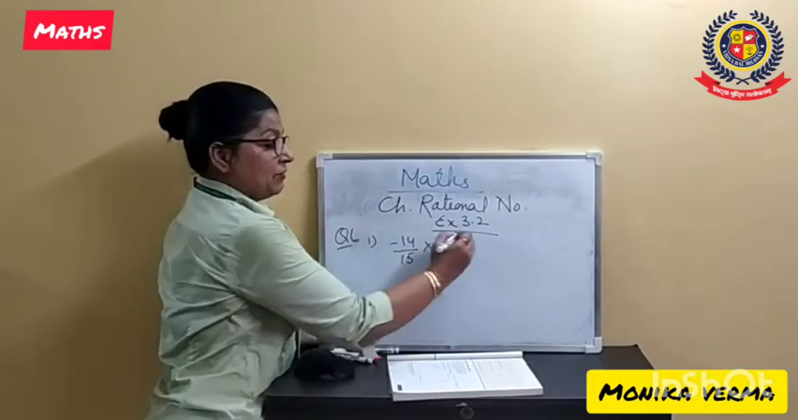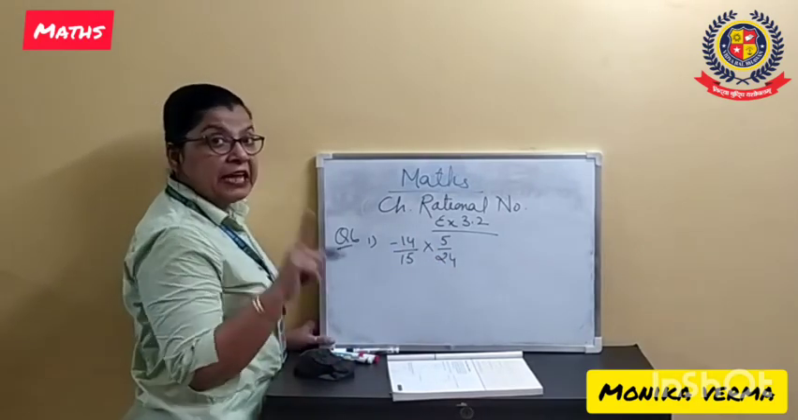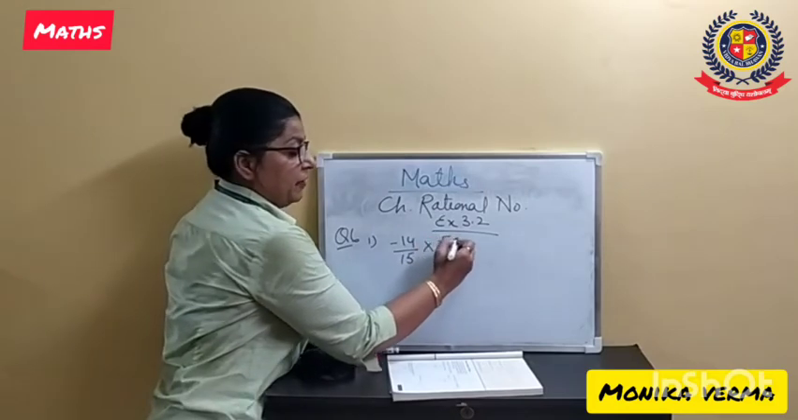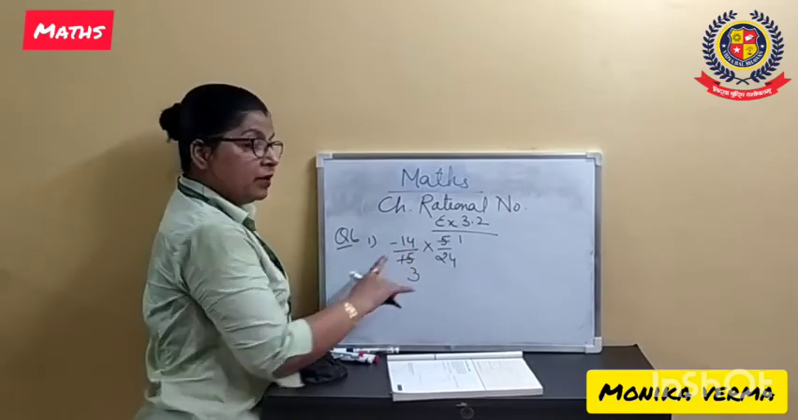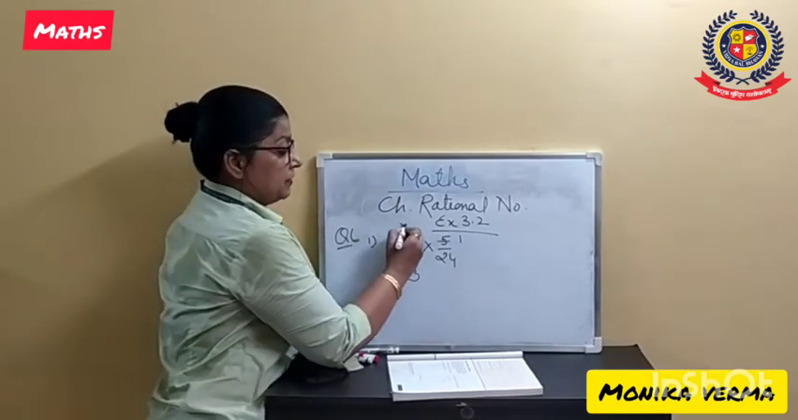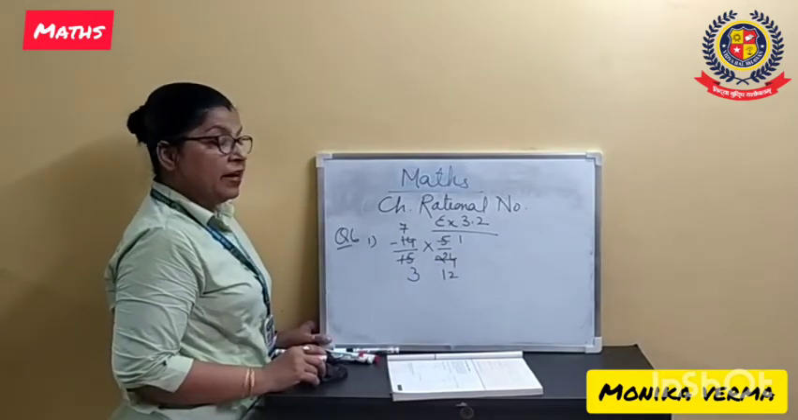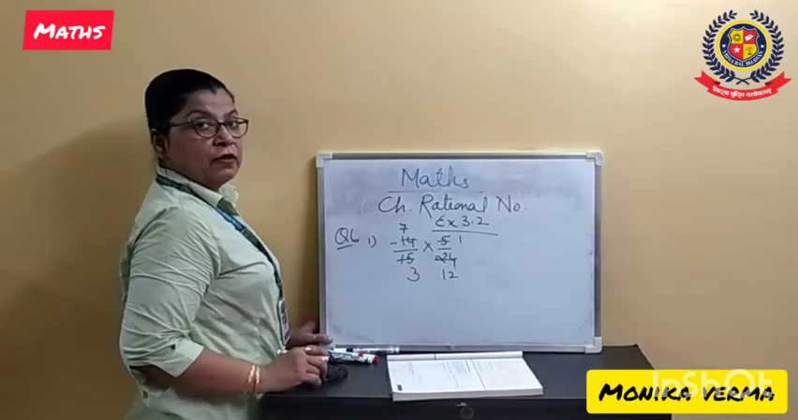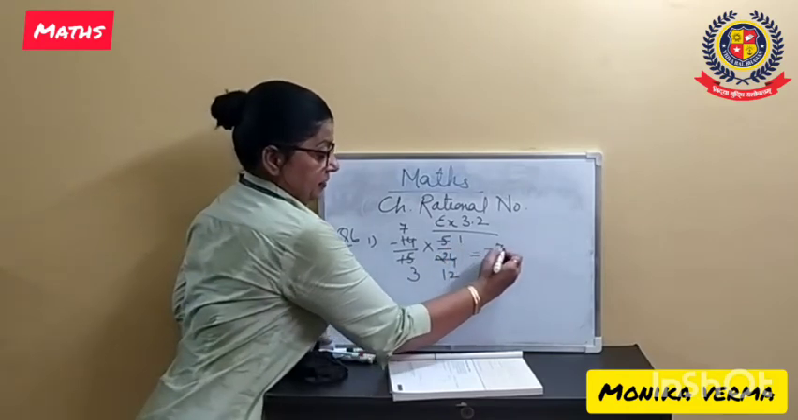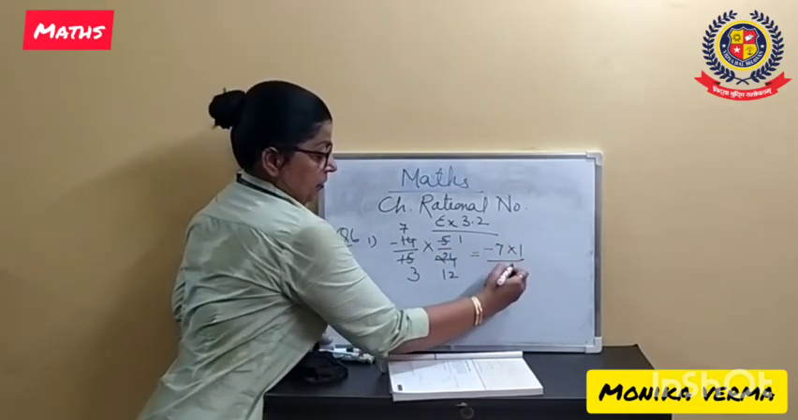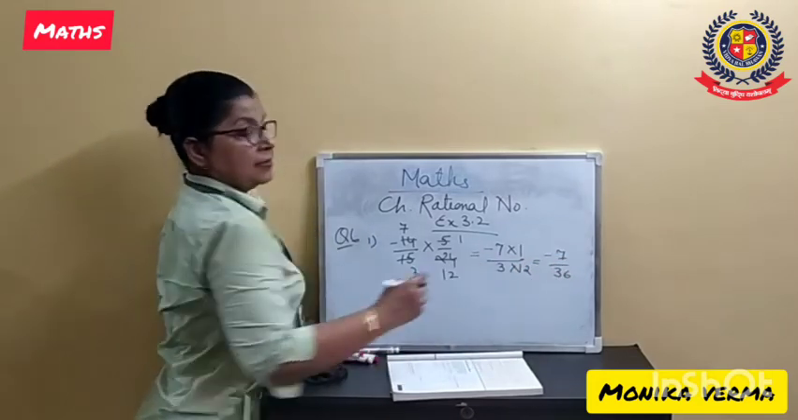Multiplication, how do we do it? We do it straight. Or we can cancel numerator as well as denominator, but with the same number. Like if I divide by 5, 5 ones are 5, 5 threes are 15. I have divided both numbers by 5. Then 2 sevens are 14, 2 twelves are 24. I have divided 14 and 24 by 2. So we have to be careful that we divide by the same number. Now what do we get? We get minus 7 into 1, 3 into 12. So we get minus 7 upon 36.